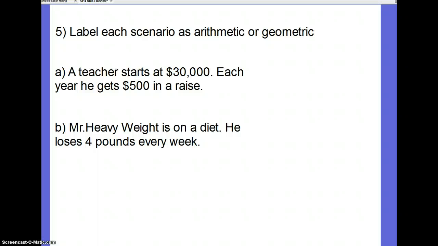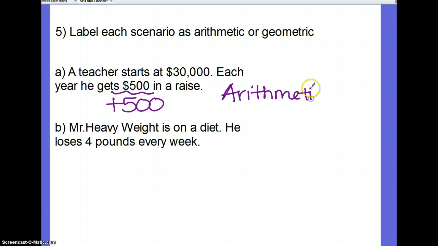Label each scenario as arithmetic or geometric. A teacher starts with $30,000. Each year he gets 500. That's adding 500 every year. That's arithmetic, or arithmetic because most of you like to say it that way. Mr. Heavyweight is on a diet. He loses 4 pounds every week. Losing 4 is subtracting. Again, that is arithmetic.